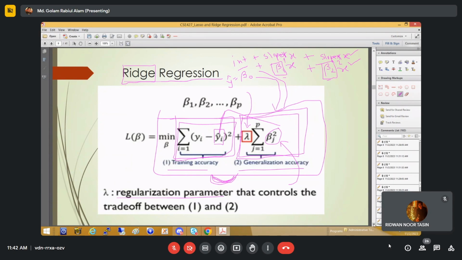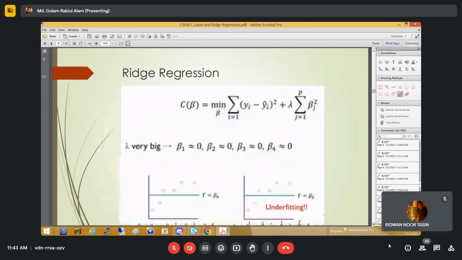Now we want to see the impact of our lambda. So if we consider a very big lambda, then what will it do?